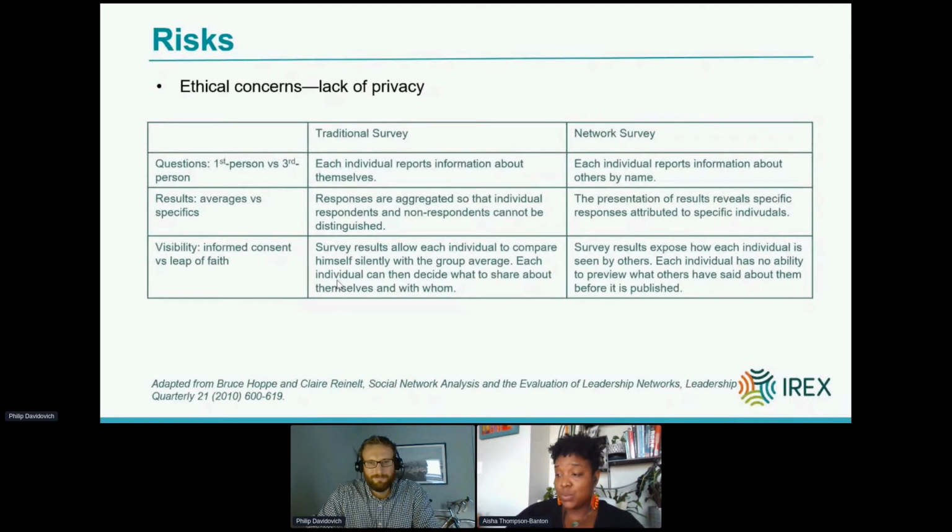But of course, as with any kind of analysis in social science, there are some risks associated with this. One of the biggest risks associated with social network analyses is the lack of privacy, right? A network analysis starts with a survey, and compared to a traditional survey, where each individual reports information about themselves, with the network survey, individuals are reporting information about others by name.